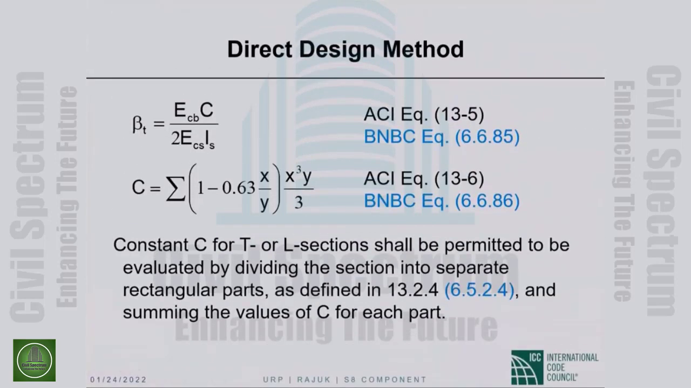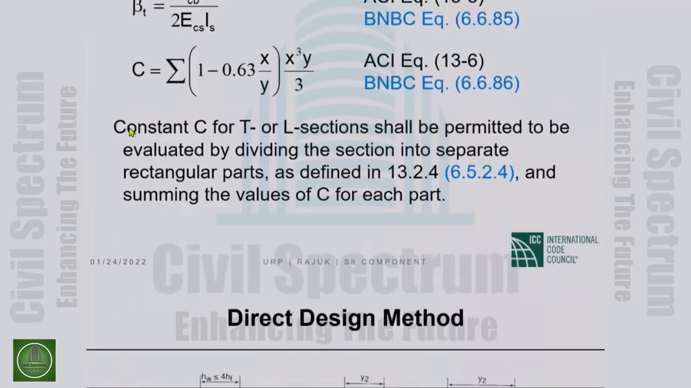So constant C for T or L sections shall be permitted to be evaluated by dividing the section into separate rectangular parts and summing the values of C for each part. And you are allowed to take the largest of the values that you get by dividing the section differently. So C is the torsional constant. This is I slab. Anyway, so this is the beta sub t that we are talking about in the previous picture.